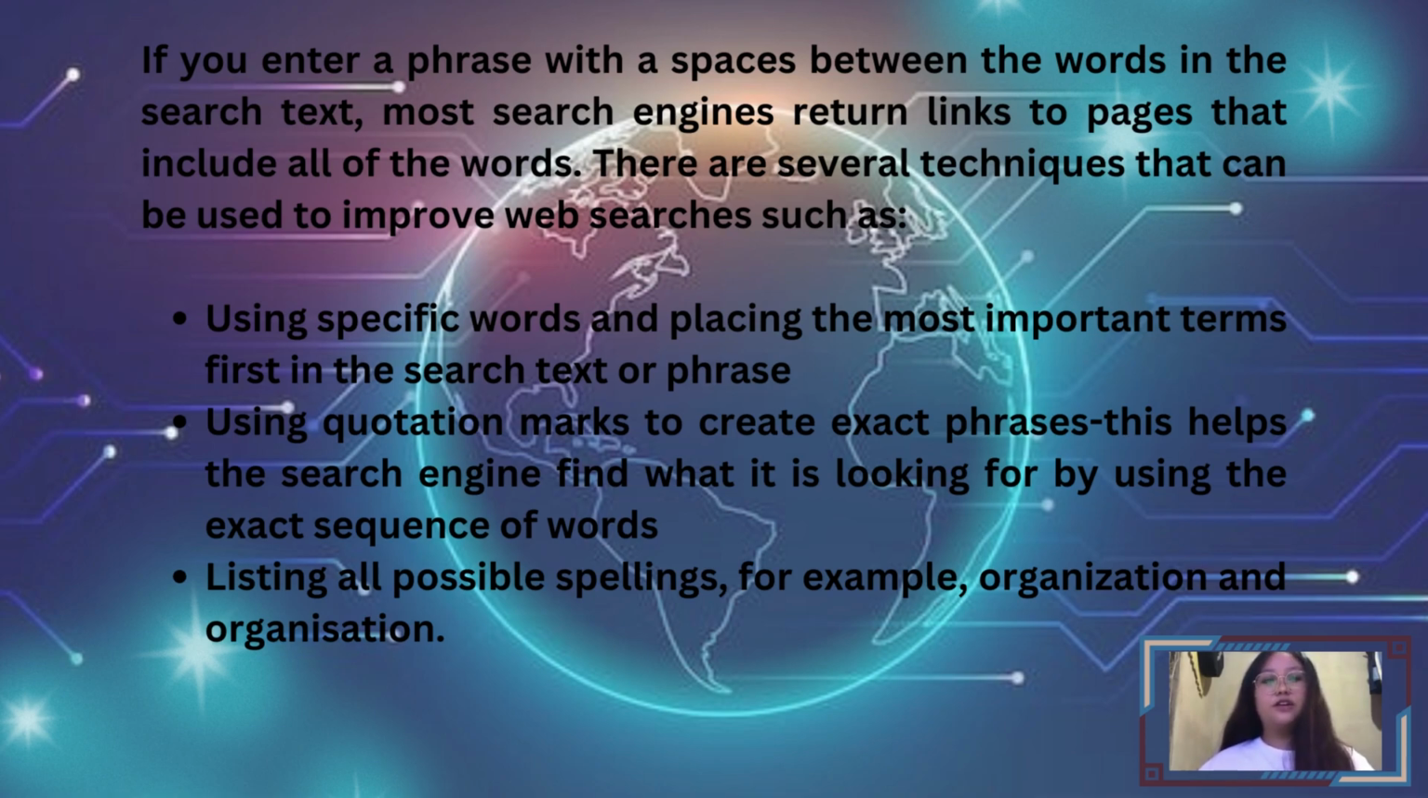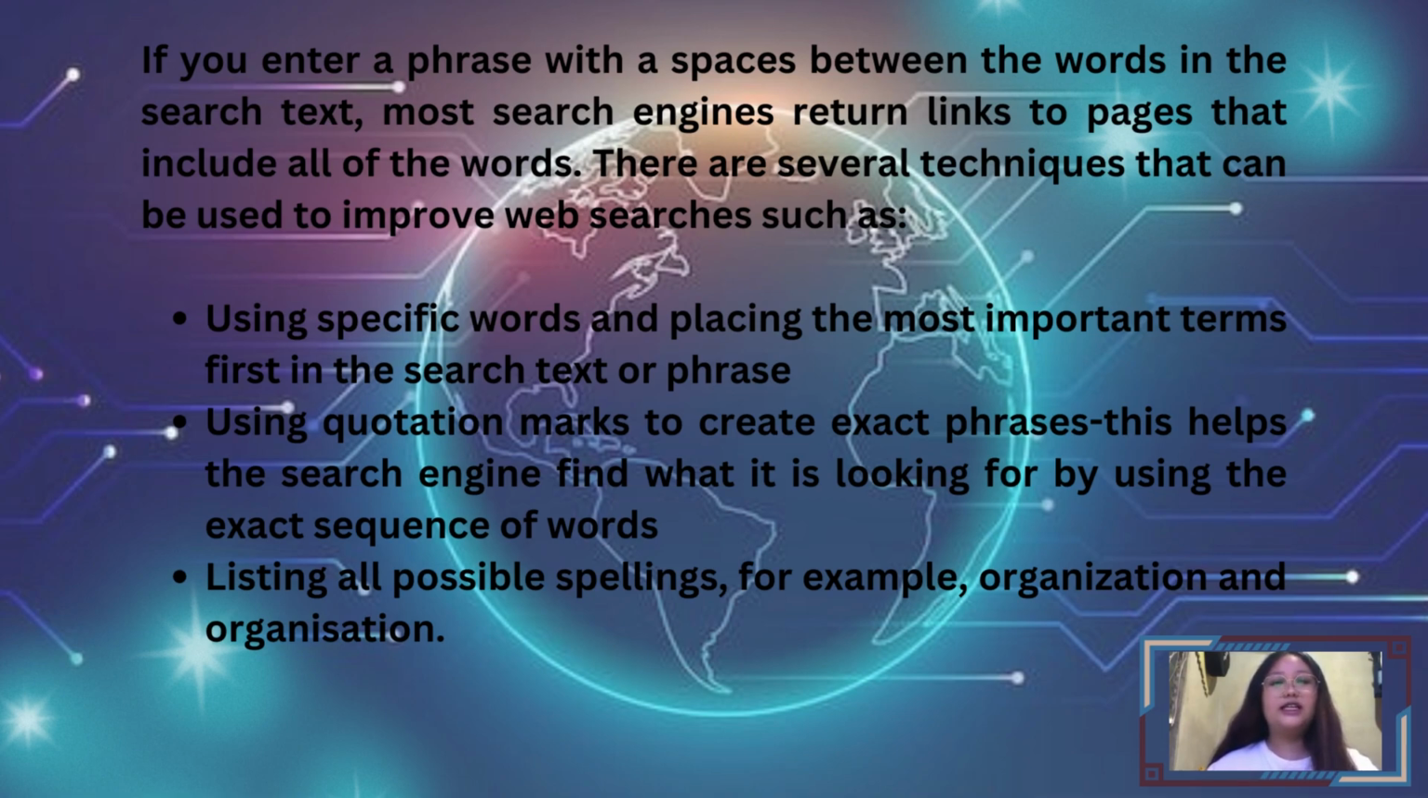So there are several techniques that can be used to improve web searches. First, using specific words and placing the most important terms first in the search text or phrase. When we search, we need to put specific words so that the result comes out directly. Second, using quotation marks to create exact phrases. This helps the search engine find what you are looking for by using the exact sequence of words.